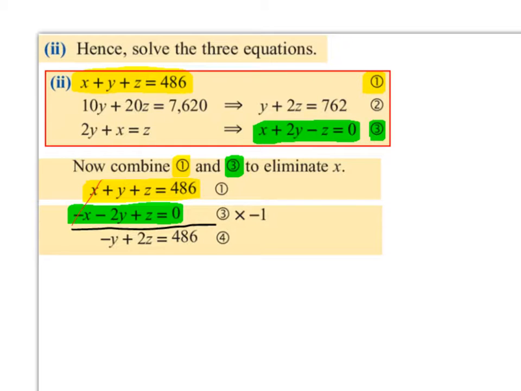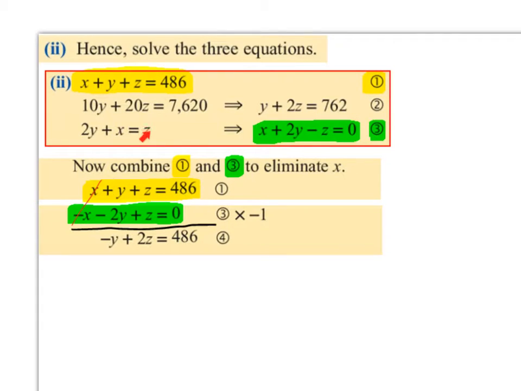But usually in these questions, if we have x, y and z in all 3 equations, we would eliminate the z's first. But in this case, since there is no x in the second equation, it has to be the x that we eliminate. So we're going to combine equation 1 and equation 3 to eliminate x. So we write down equation 1 as it is, x plus y plus z is equal to 486. We're going to take equation 3, we're going to rearrange it so that the x's, y's and z's are all on the left and the constants are on the right.